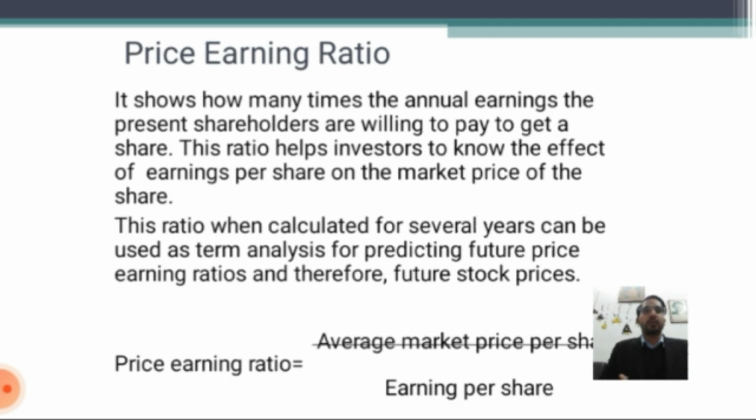Price earning ratio shows how many times the annual earning the present shareholder is willing to pay to get a share. This ratio helps investors to know the effect of earning per share on the market price of the share. The ratio, when calculated for several years, can be used as a tool for analysis for predicting future price earning ratio, and therefore future stock price. Price earning ratio is equal to average market price per share divided by earning per share.